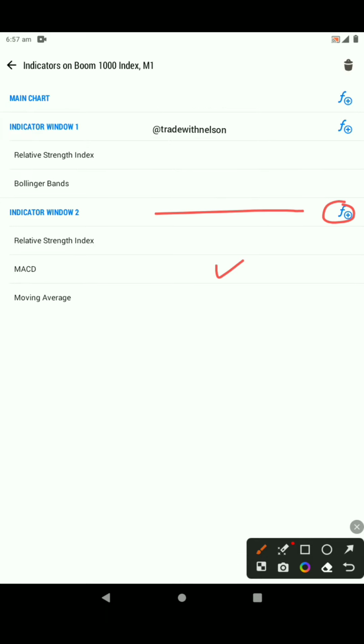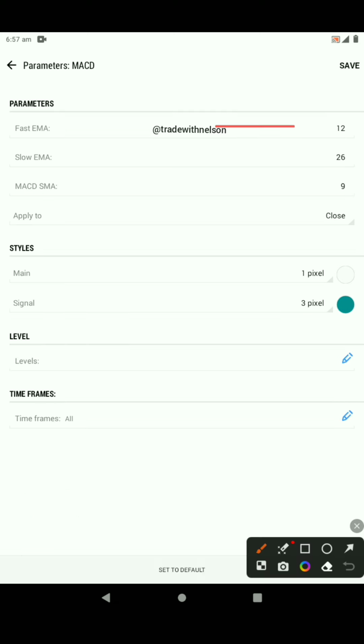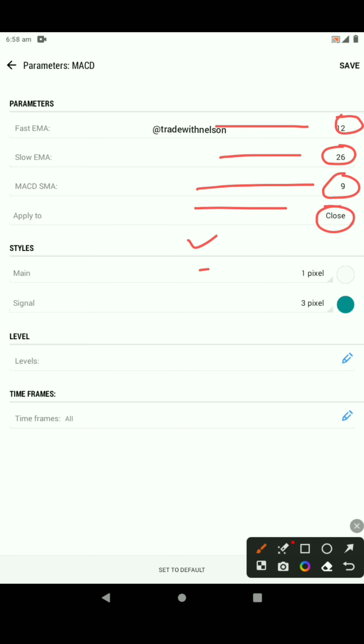For the MACD, click on the F icon on indicators window 1. Scroll down a bit, MACD, click on that. Make your fast EMA 12, slow EMA 26, MACD SMA 9, apply to close. Styles, make the main 1 pixel, select the color of your background, signal 3 pixel, select a color of your choice. After that, click on save.